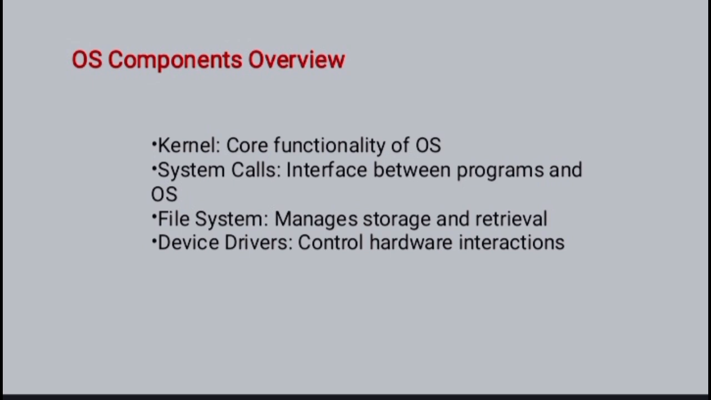Next, system calls. These are how programs communicate with the kernel. When a program needs something, the OS handles it. It makes a system call to request the kernel's service. They are a defined way for a program to ask the OS for help.